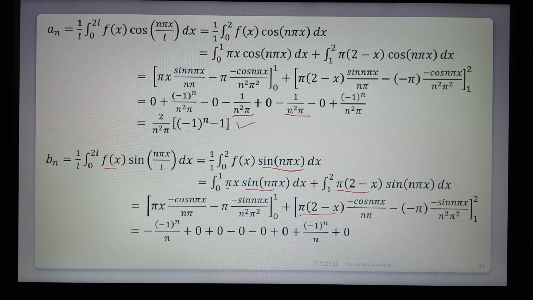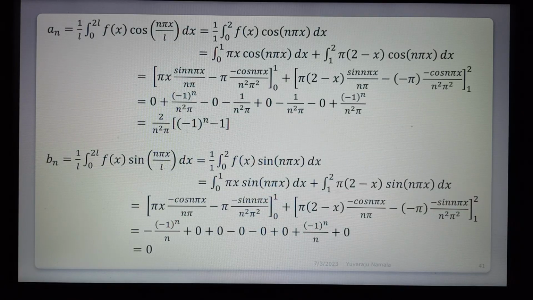So next one. sin 2nπ is 0 at the lower limit. x equals 1, 2 minus 1, π cancels, cos nπ at the lower limit, minus to minus plus, (-1)^n by nπ, here π cancels, plus sin nπ, which is 0. So that is equal to 0. bn is equal to 0.